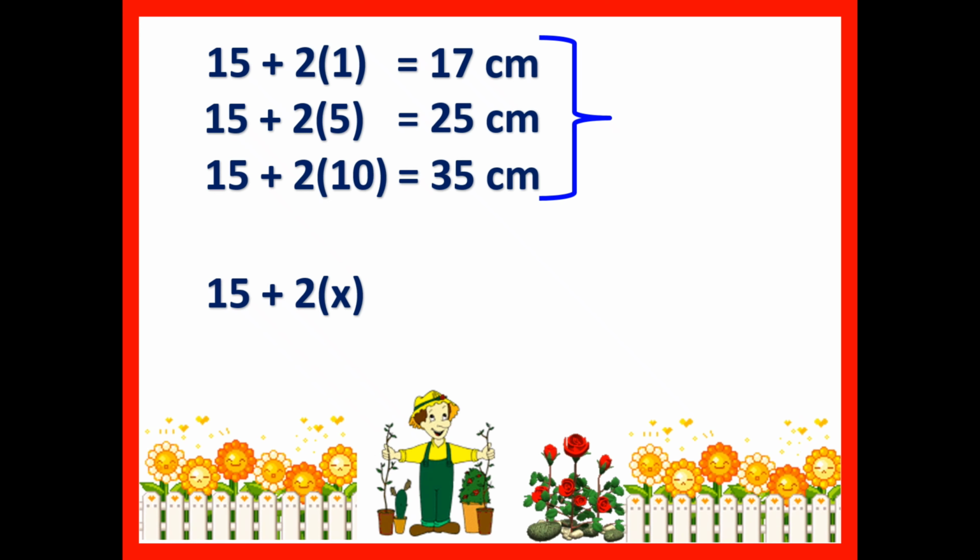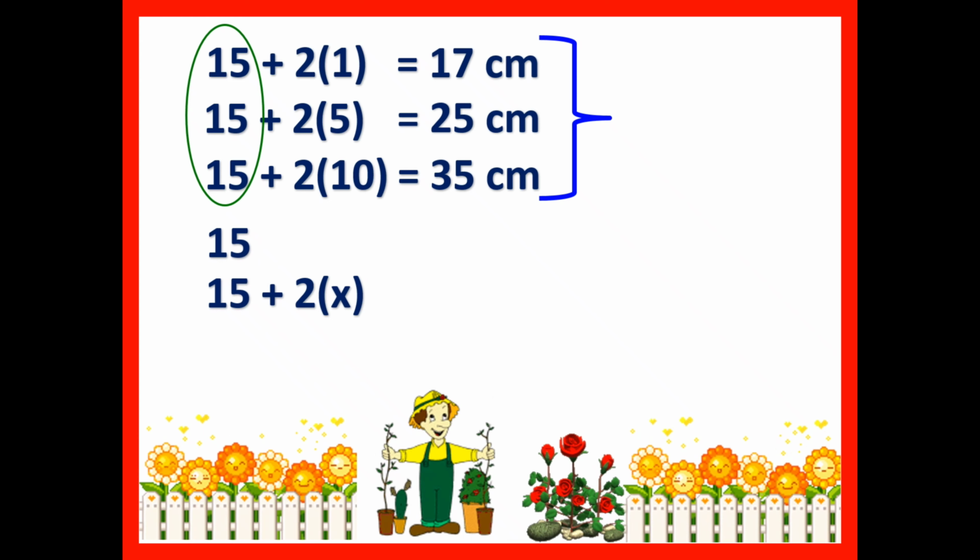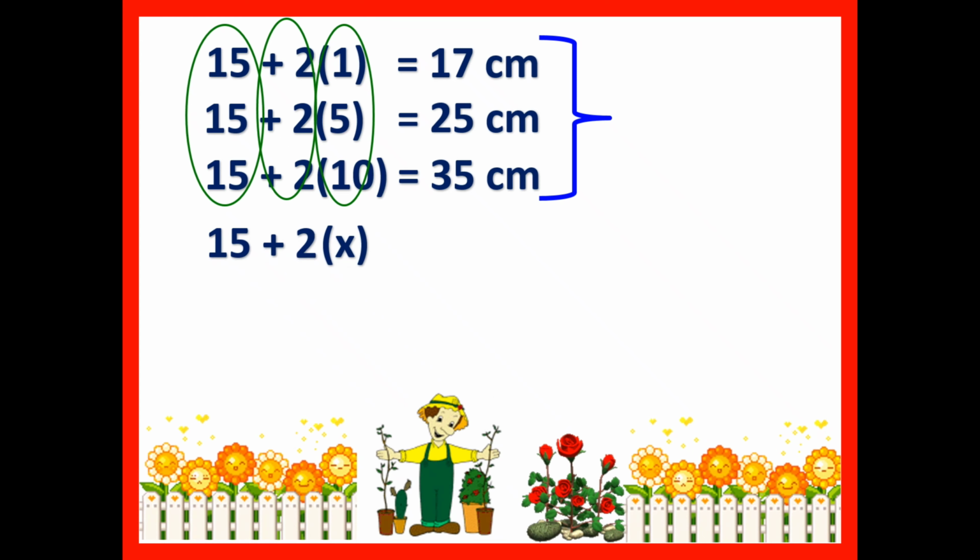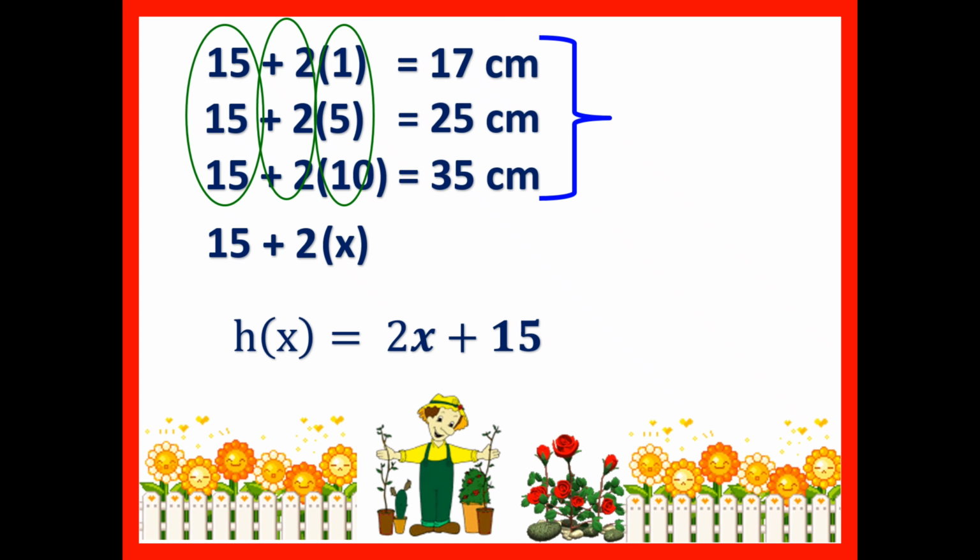So another way to find the function model: looking at this, this is constant, and this will become your x. So that will be our function model representing the height of the plant in x days. So that is h of x equals 2x plus 15.